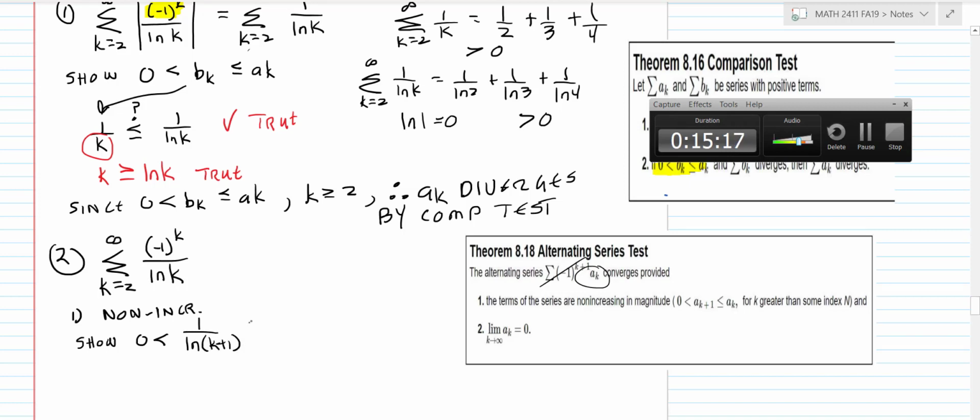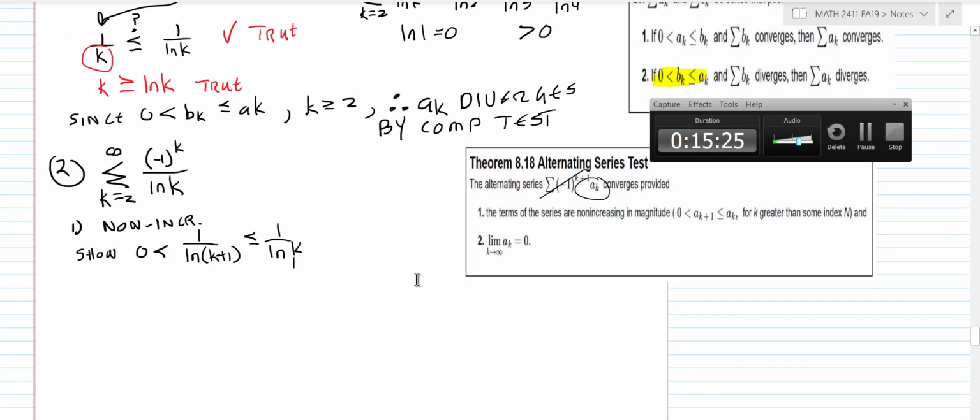And then that is less than or equal to 1 over ln of k. If we can show that, then we know we're going to have non-increasing terms. Okay, so we're going to work with that a little bit. Well, you know the terms are greater than 0, since k is bigger than 2. If you do a ln of any number bigger than 1, you get positive numbers. So we know that part is true.